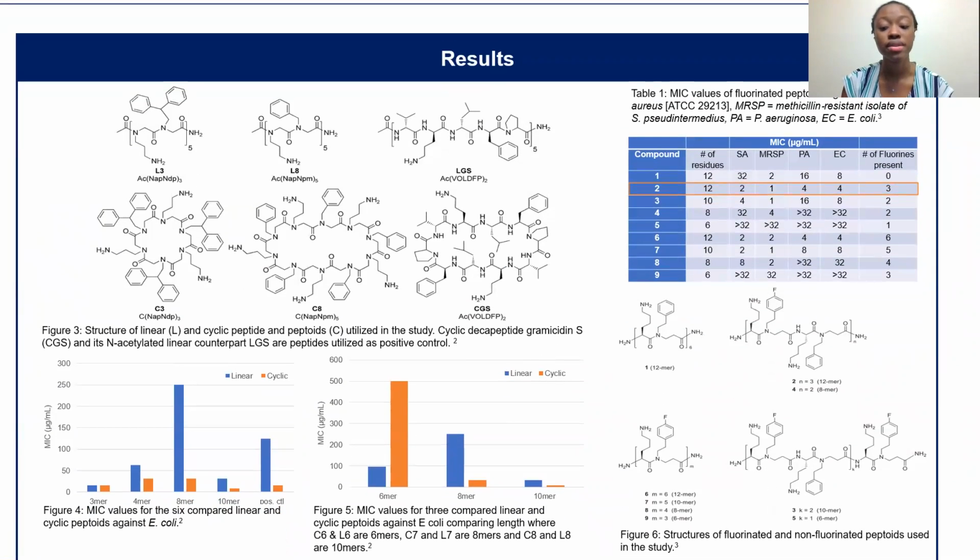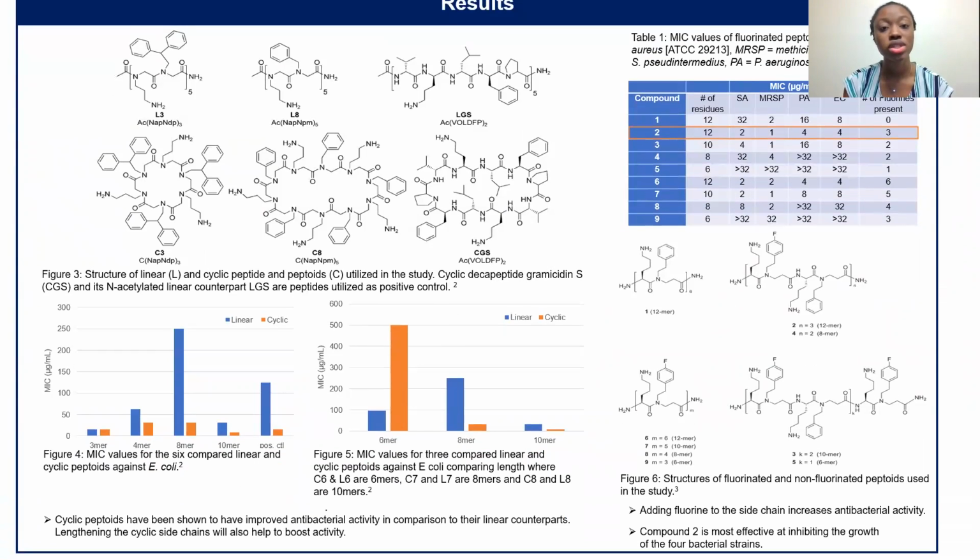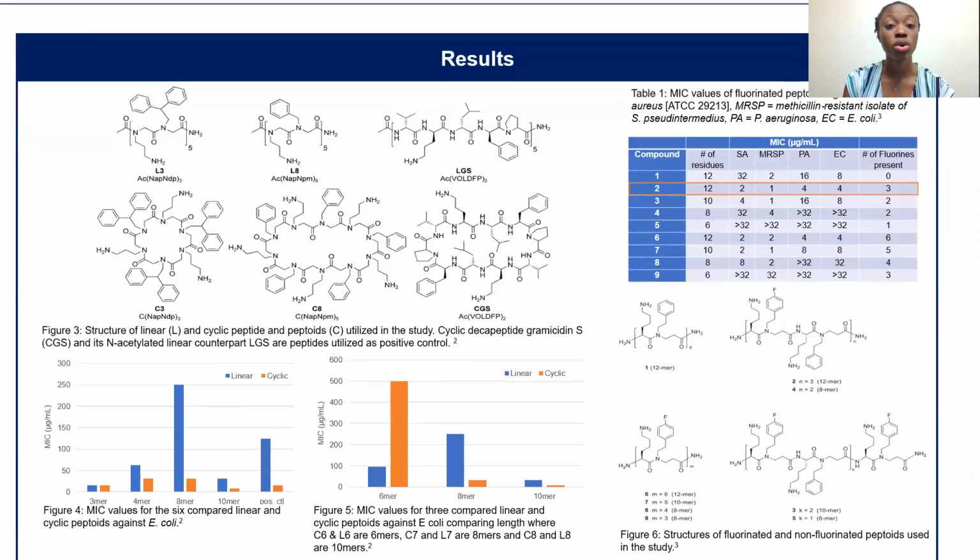Another property that was investigated was whether fluorinating the side chains would make a difference in the peptoid and also provide an increase in the antibacterial activity. Figure 6 shows the structures that were used in this study, and a varying amount of fluorines were used on different compounds to see how well adding more fluorines would inhibit bacterial growth. As can be seen in the table, compound 2 was the most effective at inhibiting bacterial growth.